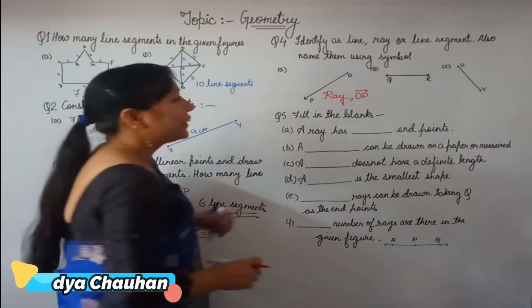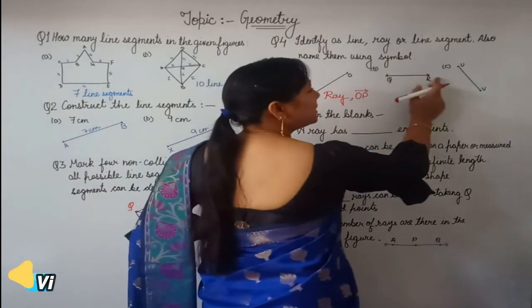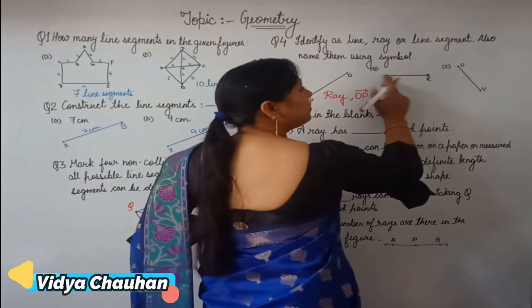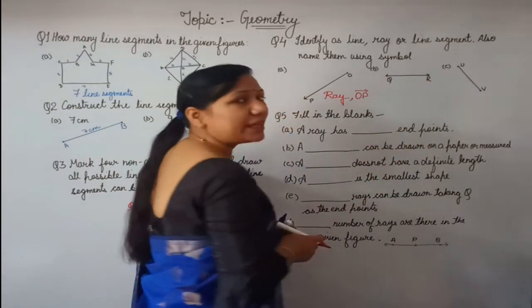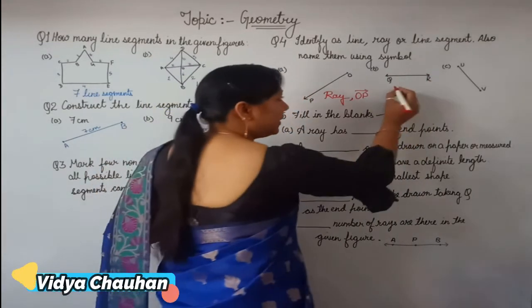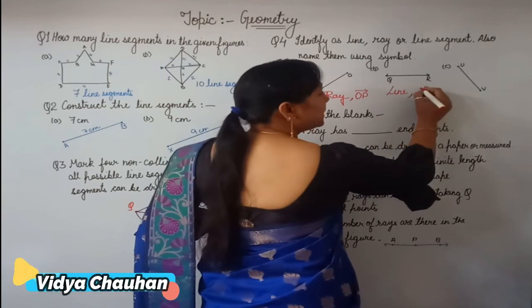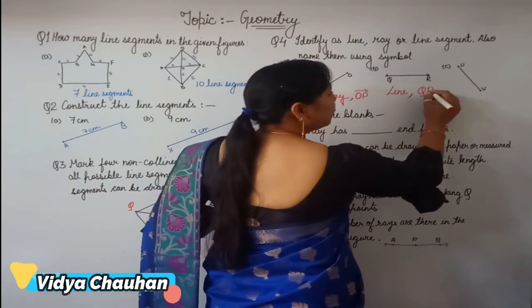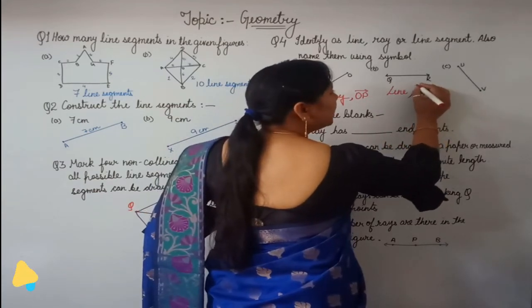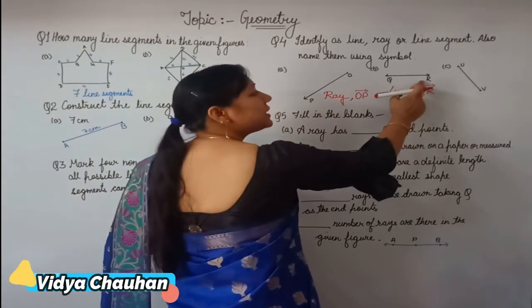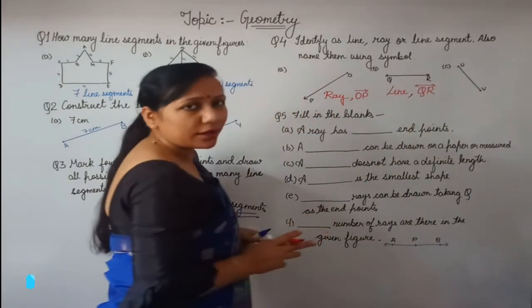Okay students? Coming to the second figure, in which you can see both the points are extendable. That means on both the ends there are arrow signs. So it is a line. And what is the name of this line? Line QR, representing it by its symbol. So this is line QR.